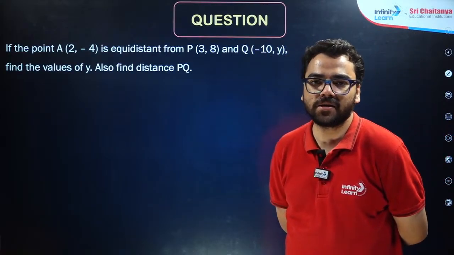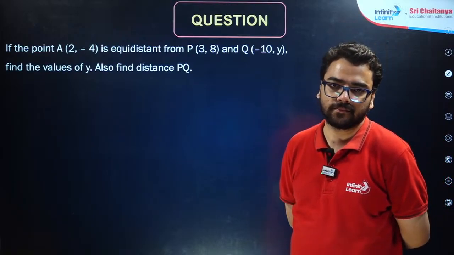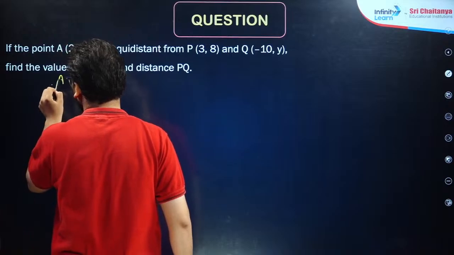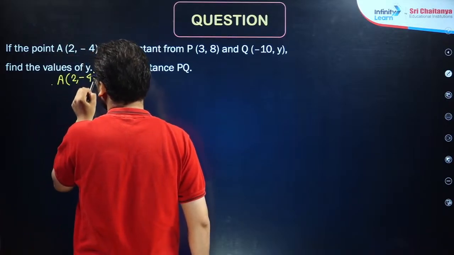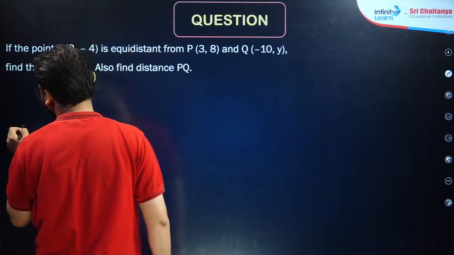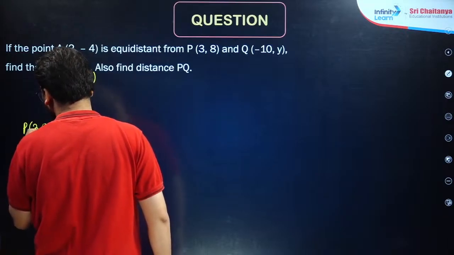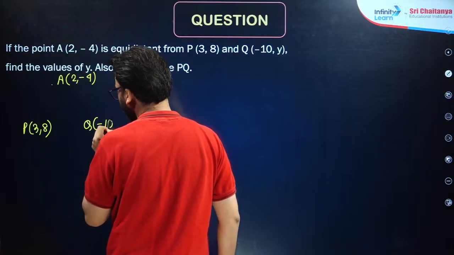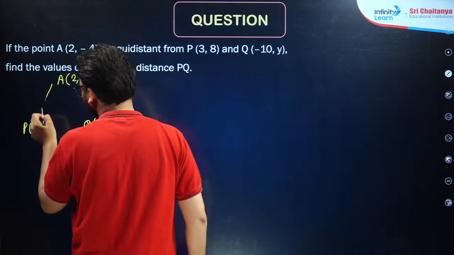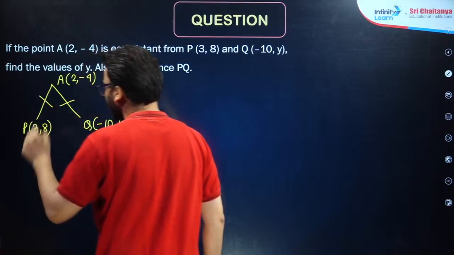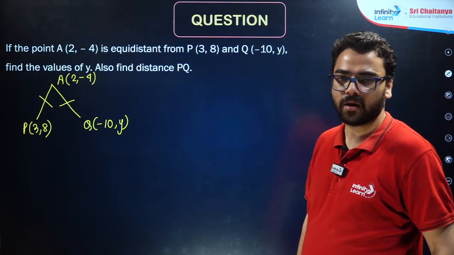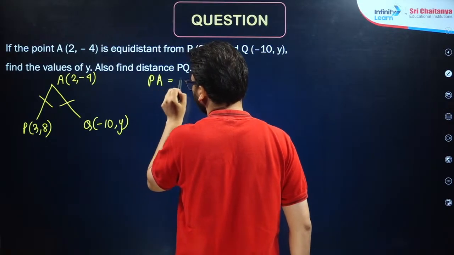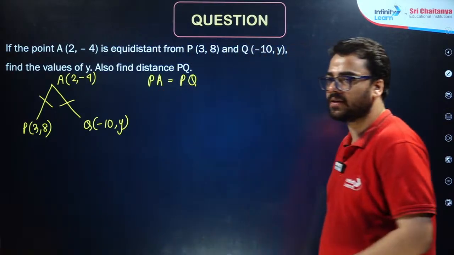So equidistant means what? At an equal distance. It means A over here is somewhat like this, if you understand. A is 2 comma minus 4. It is at an equal distance from P 3 comma 8 somewhere over here. And Q minus 10 comma y. So basically these two distances are equal. That is the meaning of equidistant, right? So it is given over here that PA is equal to PQ as per the given question.